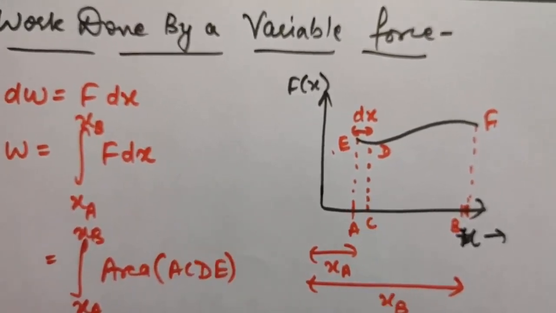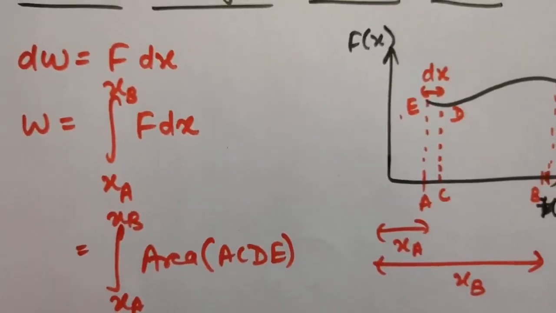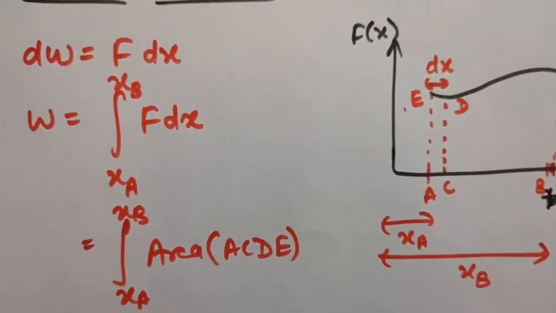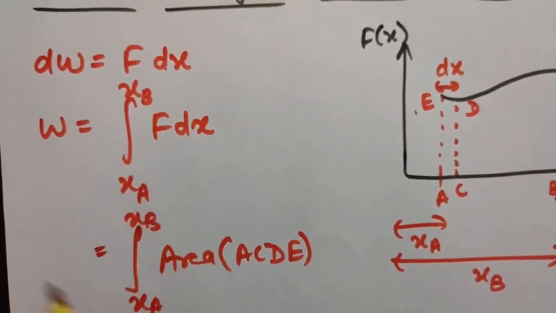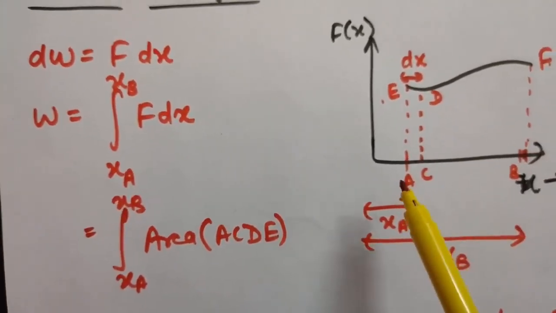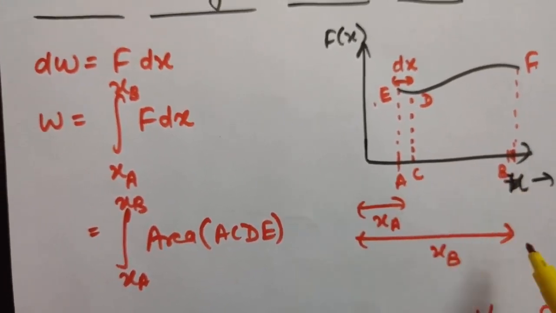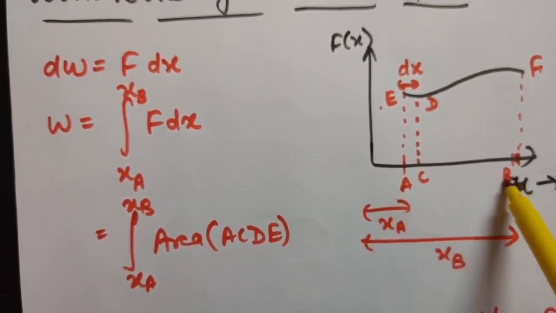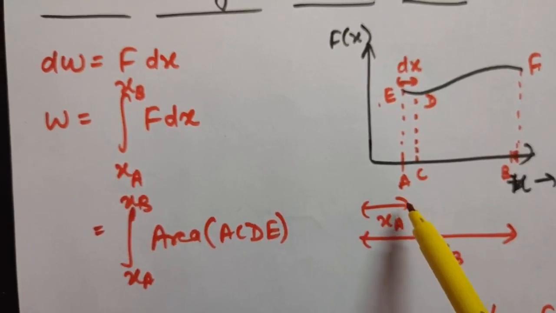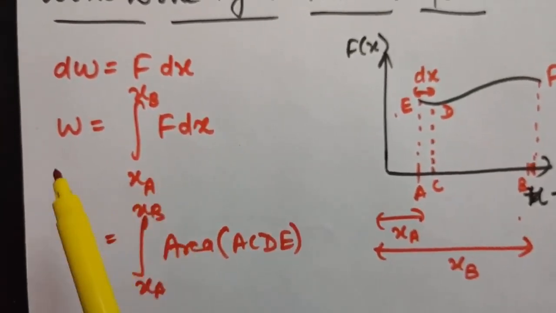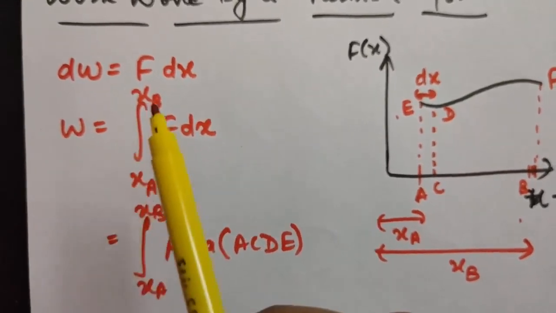Since the direction of force and displacement is the same, cos 0 will be 1. So dW is F dx. Now let's say this point is at a distance of xA and this point is xB. We want to go from A to B, so the total distance we want to cover is from xA to xB. So we can integrate this term to get the total work done from xA to xB.